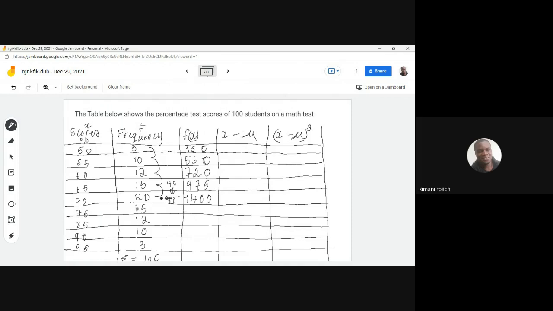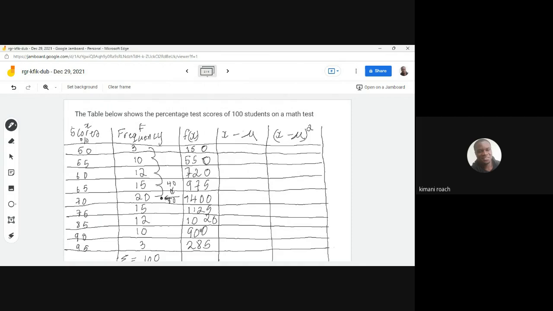Then I'm going to say 15 times 75. That's going to give me 1125. Then I'm going to say 12 times 84. That's 1008. I'm going to say 10 times 90, which is going to give me 900. And 3 times 95 is going to give me 285.